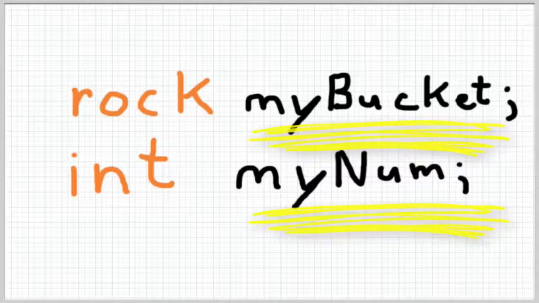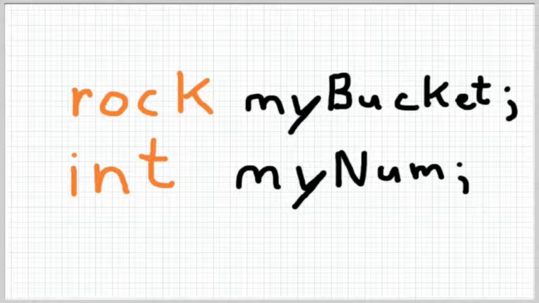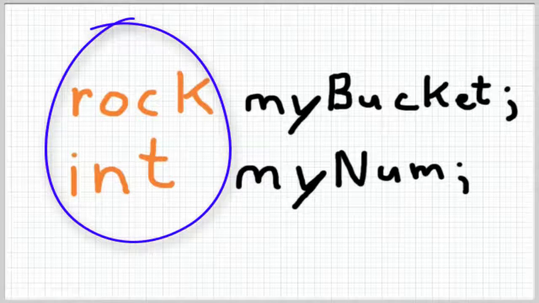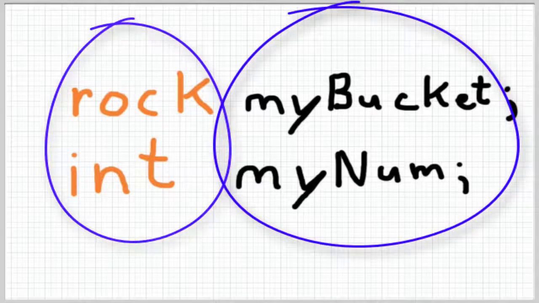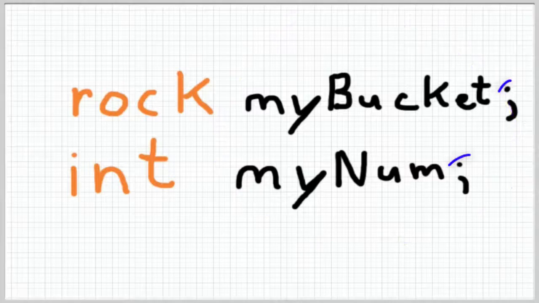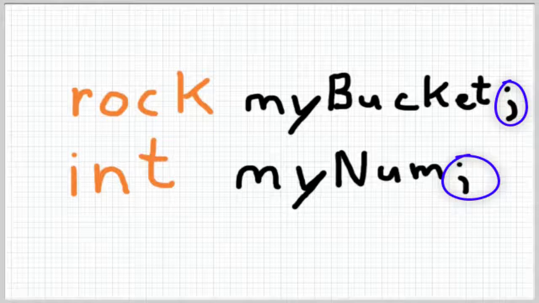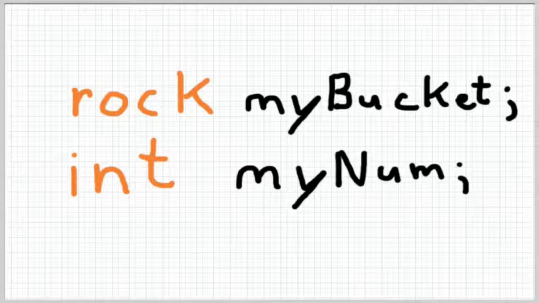Here's a pretend declaration using our mental picture: rock, and then my bucket of rocks. And here's an actual variable declaration using an integer. It's int myNumber. Again, we have the data type, and we also have the name, and then it ends with a semicolon. The first thing you notice in the above declarations is that the data type is a different color.